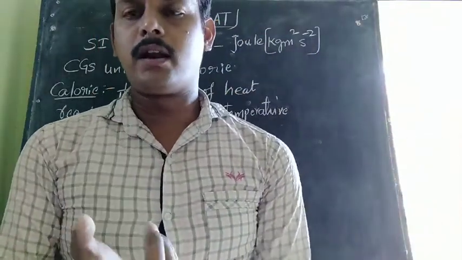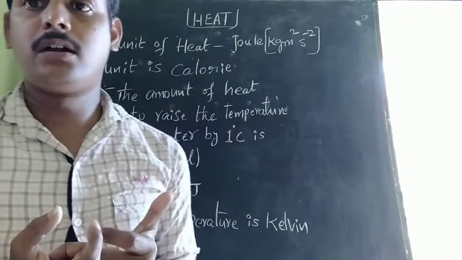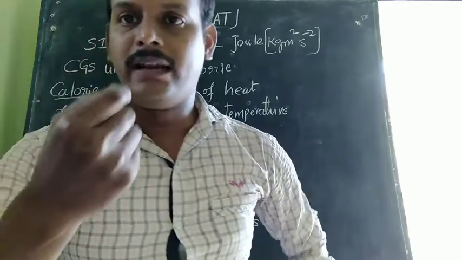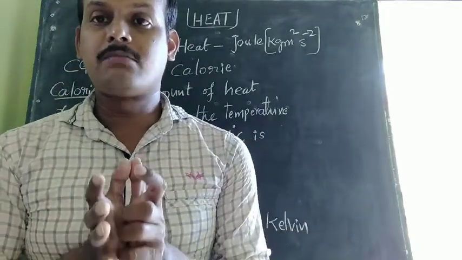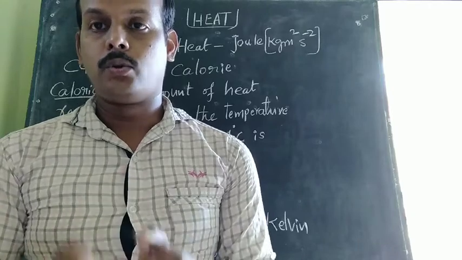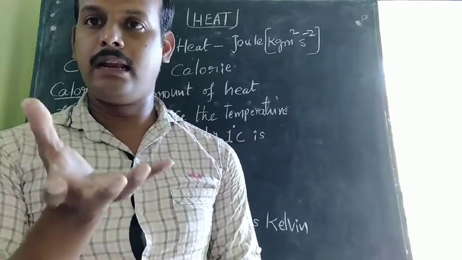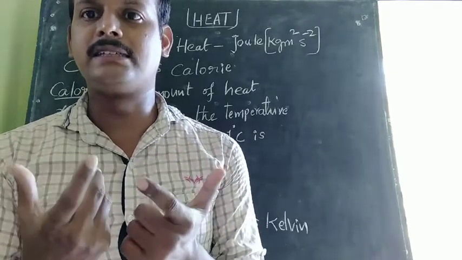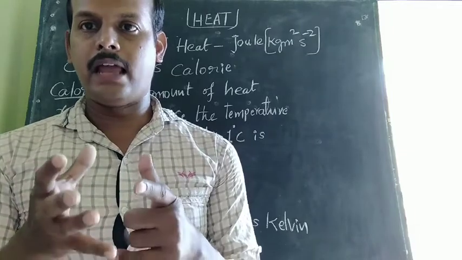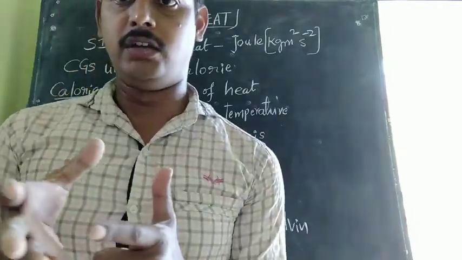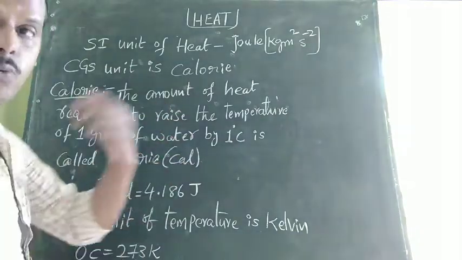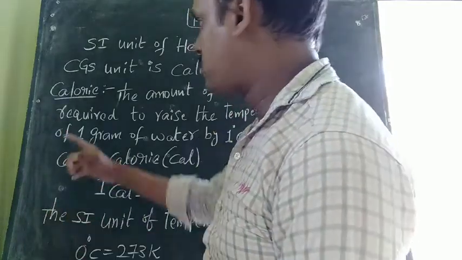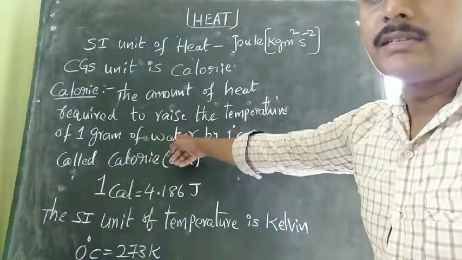For example, I will take 1 gram of water and I want to raise its temperature by 1 degree Celsius. So I require some amount of heat energy. Am I right or not? So if I take 1 gram of water in a beaker or a glass jar and I want to raise its temperature by 1 degree Celsius, then I need to supply some heat energy. That particular amount of heat energy that needs to be supplied to 1 gram of water to raise its temperature by 1 degree Celsius is called 1 calorie.